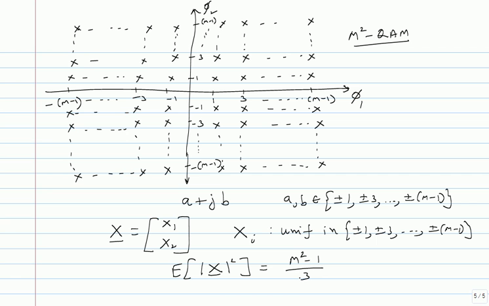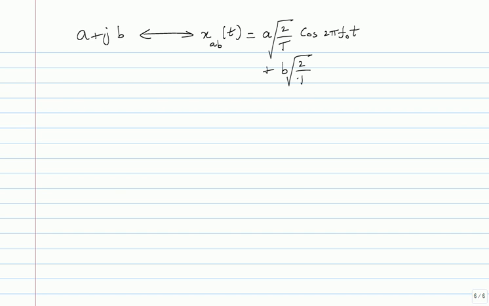We'll do the passband signal and then the complex envelope for the QAM case, assuming a large enough bandwidth around f0. So what's my signal corresponding to A plus jB? Maybe I'll write it as x_AB(t). What is this signal? It will work out to A times root 2 by T cosine 2 pi f0 t plus B times root 2 by T sine 2 pi f0 t, between 0 and T, right?